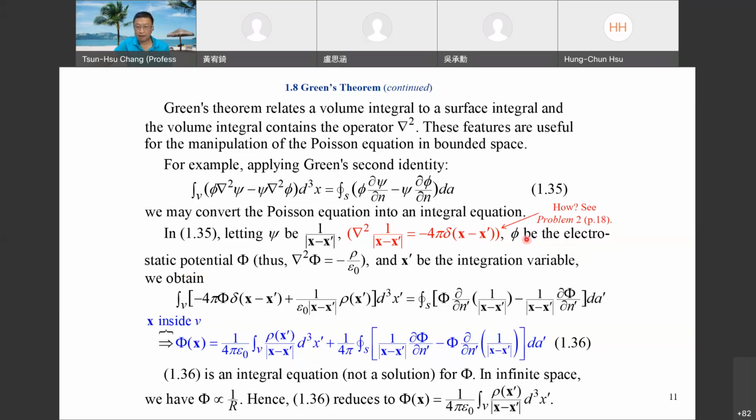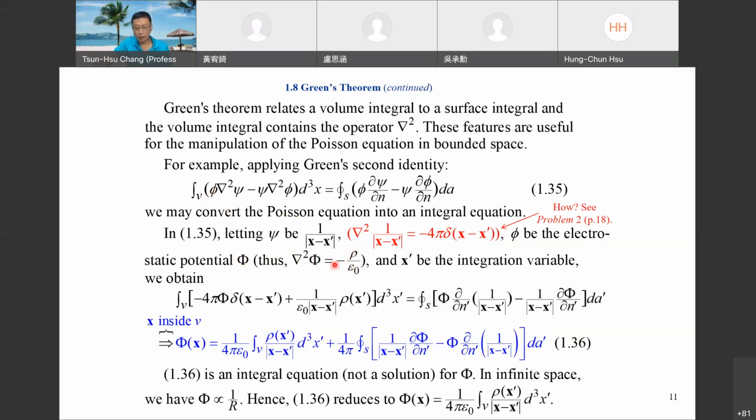Okay? Phi is the electrostatic potential. And psi is this one: 1 over the absolute value of x minus x prime. And phi will be phi again. Okay? Phi will be this phi. This is capital phi, italic phi. 斜体字的 phi, 大写字的 phi. Okay? This one is Laplacian. Poisson's equation. So this is Poisson's equation.